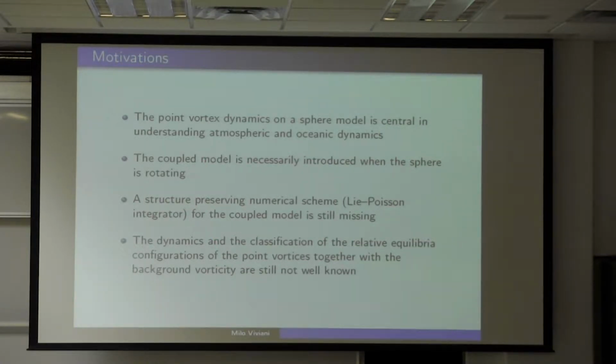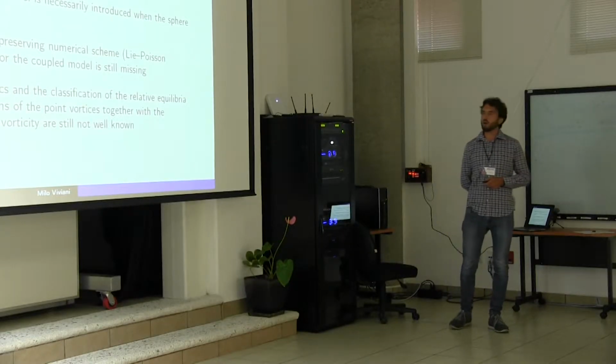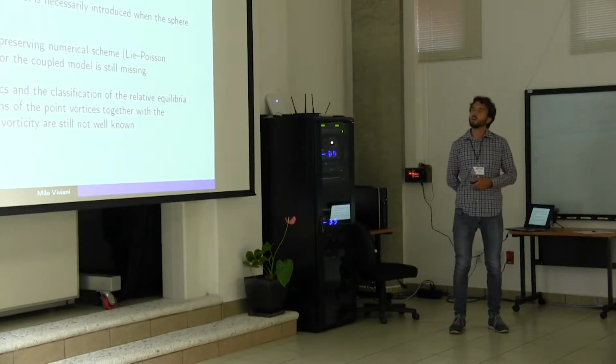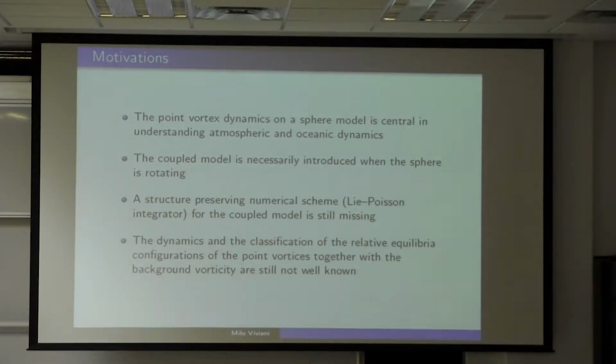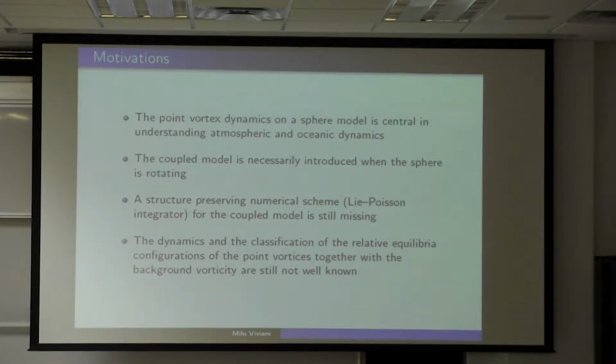What is missing in numerics is structure-preserving numerical schemes. The Euler equations, as you know, have a big geometrical structure. They present a lot of symmetries, and they can be seen as a Lie-Poisson system on the dual of the divergence-free vector fields. But no numerical methods have been built to preserve this structure in the discrete setting. And last but not least, the dynamics and the classification of the relative equilibria configurations of the point vortices, when there is this coupled system with the background vorticity, are still not completely known and classified.